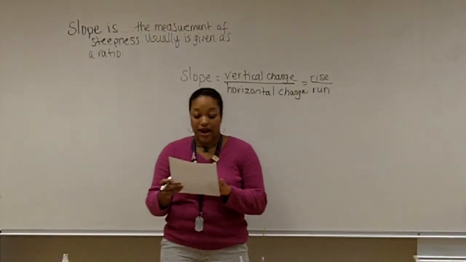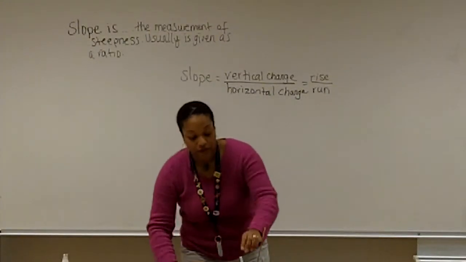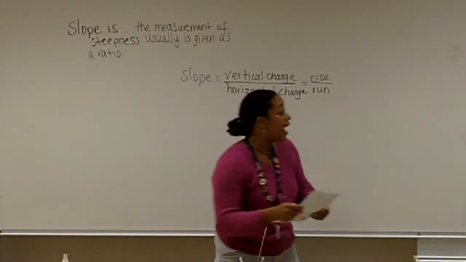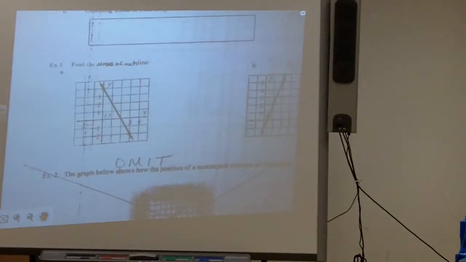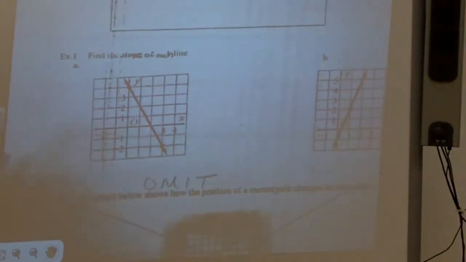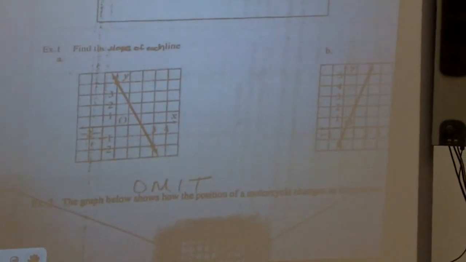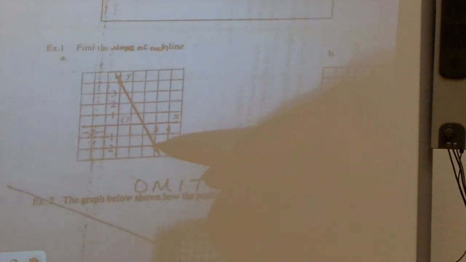So let's look at example 1. On your paper, you have two graphs, and I have these same graphs on the Elmo, and I want to find the slope of each line. So remember, the slope is a number. To find the slope on each line, I'm going to start at one point, and I'm going to make my way to the second point. So if I start here, you always rise first. So I'm going to put here, always rise first.